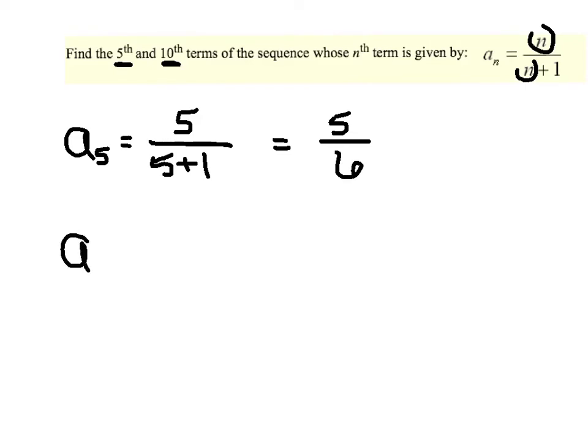Fast forward all the way to the 10th term. We're going to skip the 6th, 7th, 8th and 9th terms, all the way to the 10th term. Now, substitute a 10 in for all of those n's. Clean it up just a whisker. We're going to get 10/11ths for the 10th term. And that's all they're asking for. Just give me the 5th and the 10th term, and that's all they wanted.